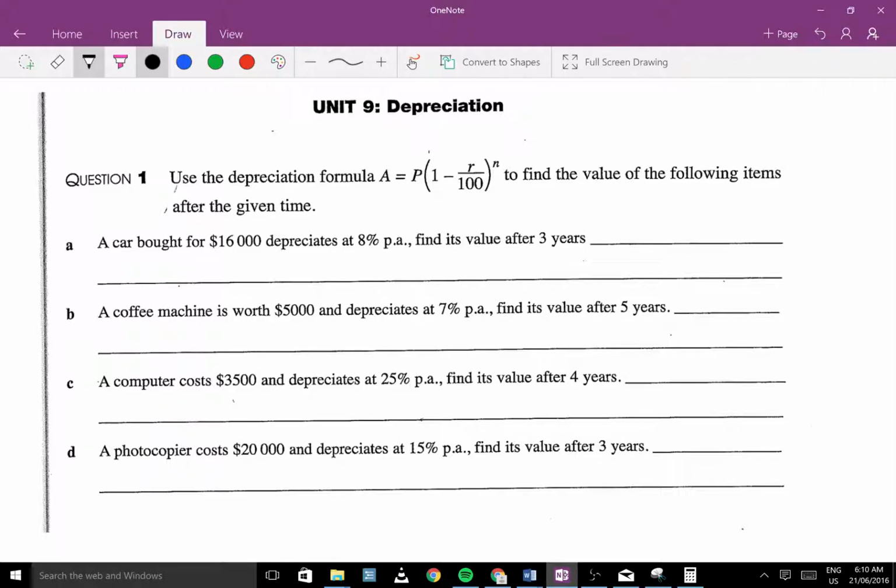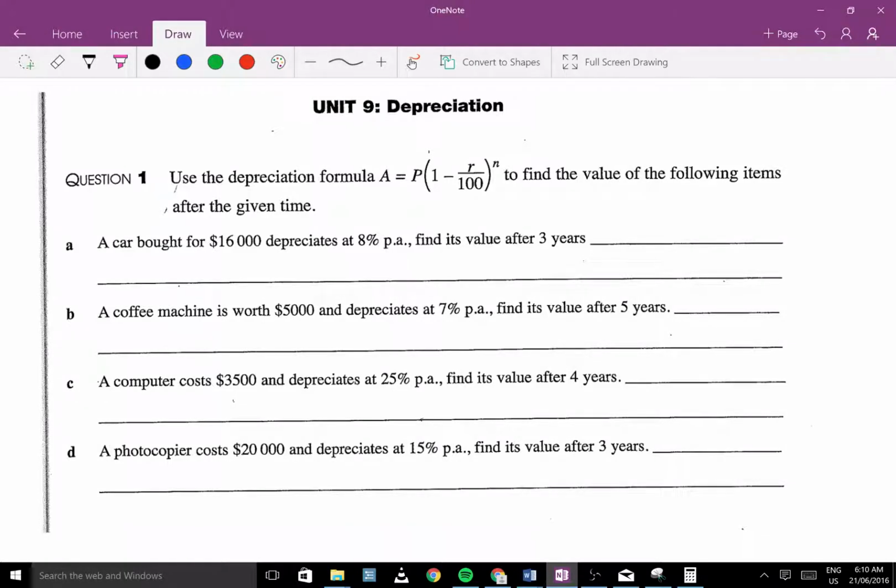Okay, so the first example: a car is bought for $16,000 and it depreciates 8% per annum. Find its value after 3 years. That just means that you'd pay less for a 3-year-old car than a 2-year-old car and a 1-year-old car, because the older something is, the less it's worth. And depreciation is just the financy way of working out how much less something is worth as it gets older.